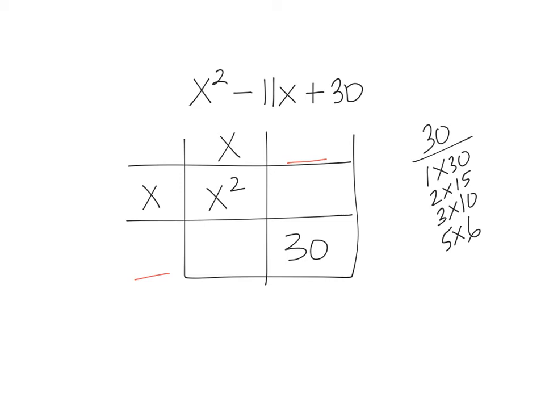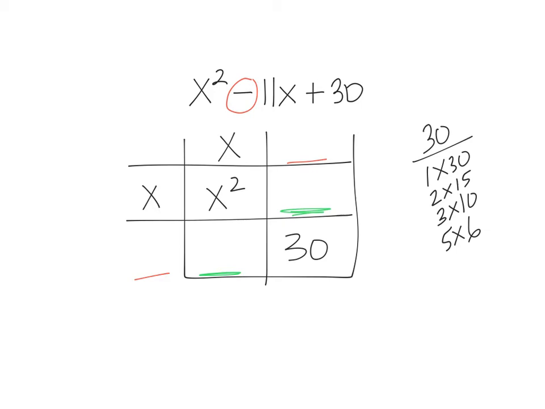Now, this is going to be a little bit tricky too because my middle term is negative 11. Remember that I said these two things, the things in green, have to add up to the middle number, which in this case is negative 11. So at least one of them is going to have to be negative. Maybe both of them. We'll see. Okay, so let's try putting some of these things in.